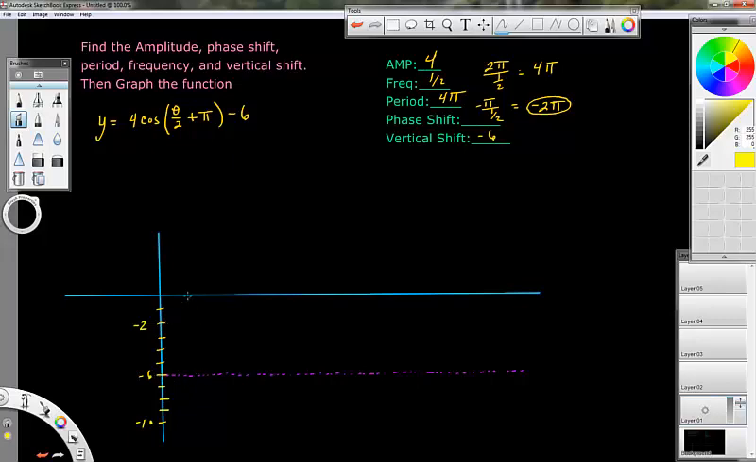I'll tell you what, just to be real good about this, I'll put the marks up here on this axis, and that's going to be just pi, 2 pi, 3 pi, 4 pi, and that's going to be one period. So I always like to show at least a full period of the graph.